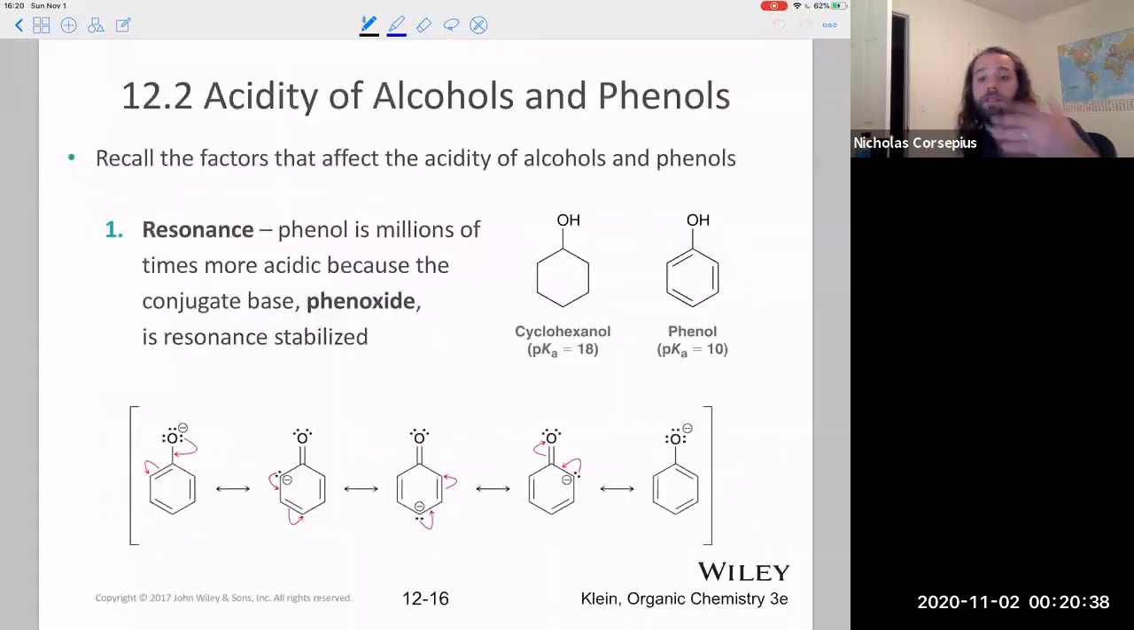One of the things that would increase the acidity of an alcohol is resonance. So if we just compare cyclohexanol's pKa to phenol's pKa, we can see that phenol has a much lower pKa. That alcohol proton is far more acidic than it is without the conjugation of the benzene ring. And again, it has everything to do with the stability of the conjugate base. The phenolate ion, or phenoxide as well, is more stable because it can spread that negative charge around that benzene ring through resonance.